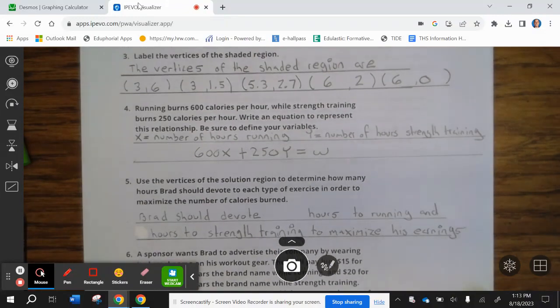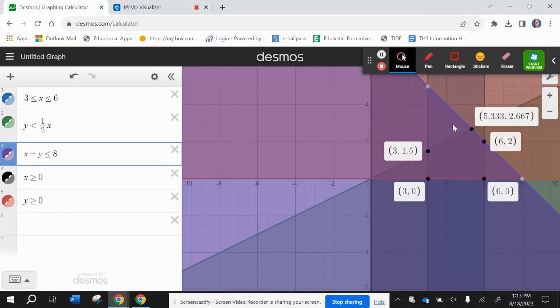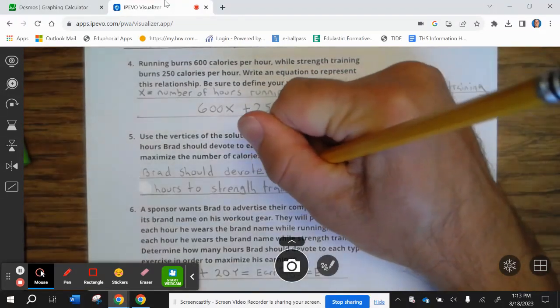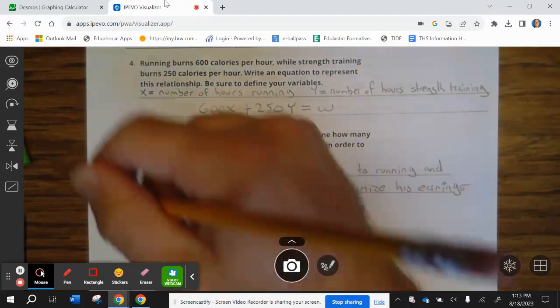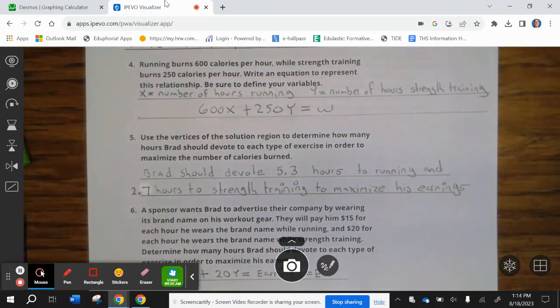All right, let's take a look at the next question. Use the vertices of the solution region to determine how many hours Brad should devote to each type of exercise in order to maximize the number of calories burned. So we come back here. That's your point right here. That's your maximum point, the highest point right there. Okay, so Brad should devote 5.3 hours to running and 2.7 hours to strength training to maximize his calories burned.